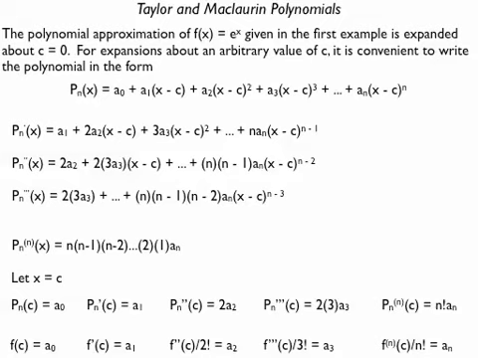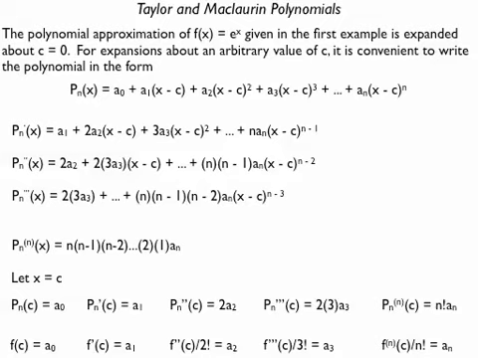And what we're going to do is replace a sub 0 with f of c. Okay, in the polynomial that I wrote at the top of the page, a sub 0 gets replaced with f of c. A sub 1 gets replaced with f prime of c. A sub 2 gets replaced with f double prime of c divided by 2 factorial. A sub 3 gets replaced with the third derivative of f evaluated at c over 3 factorial.